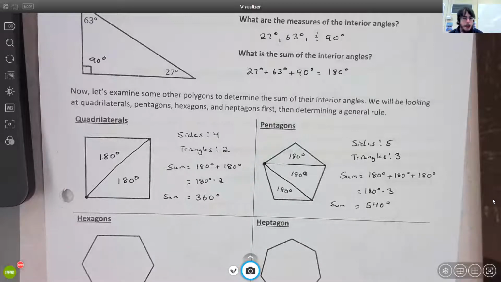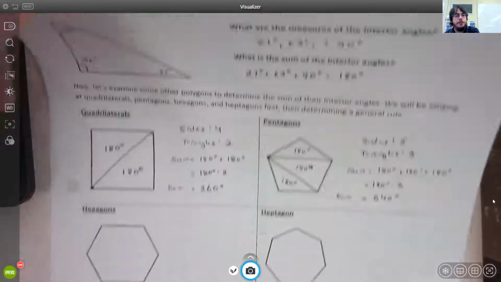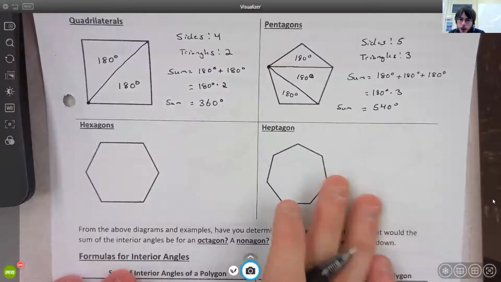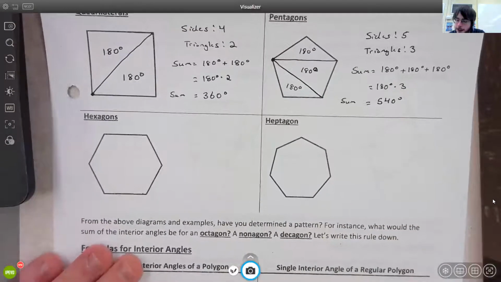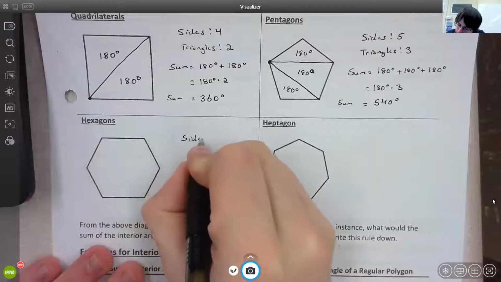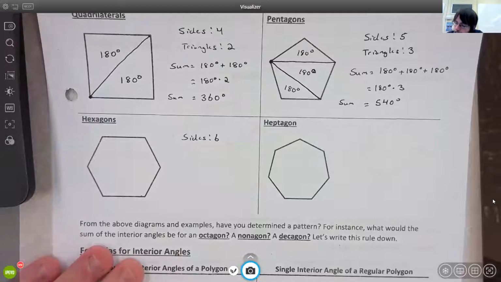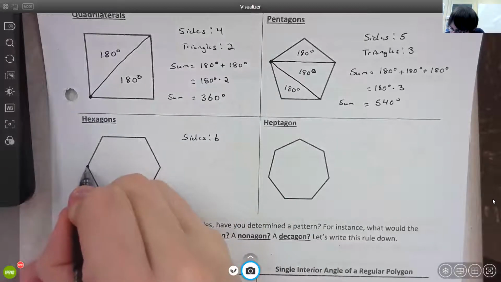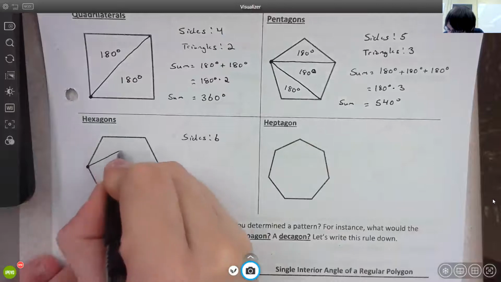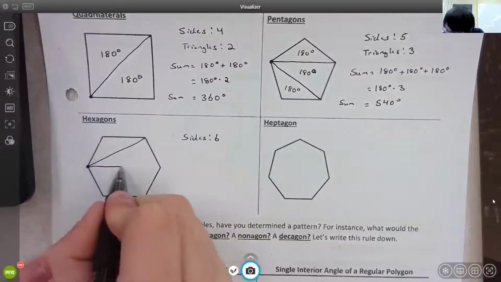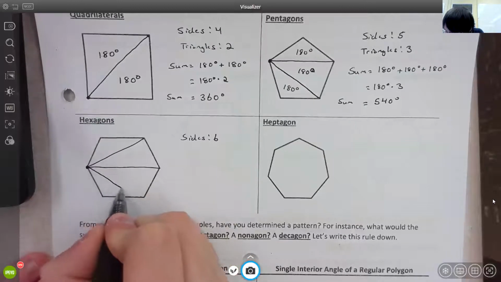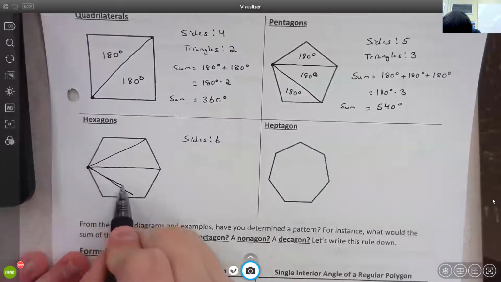Have you started to notice a pattern? Well, if you have, then that's great. We're going to go on and draw diagonals for one more shape, which is the hexagon. And then we'll talk about what we're going to do with the heptagon. So a hexagon has 6 sides. And we're going to draw our diagonals again. Again, it doesn't matter which one you start at. So I'm going to start at the leftmost. And we can draw one here, here, and here. That's a very bad diagonal, but it'll work.